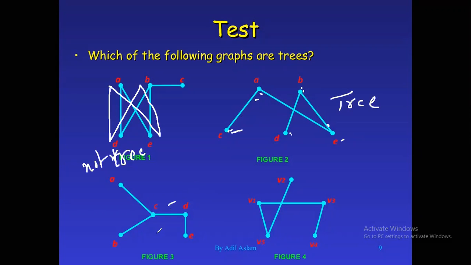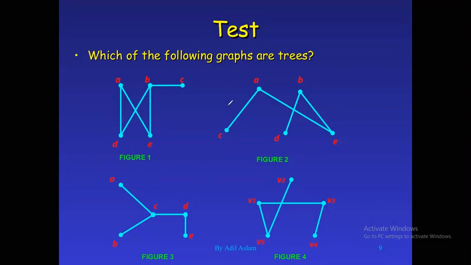Next, this one. Is it a tree? Is there any circuit? No. Path between every pair of vertices, yes. It is a tree. This one is also a tree. No circuit. There is no circuit. Therefore, it is a tree. Okay, so these are all our trees.